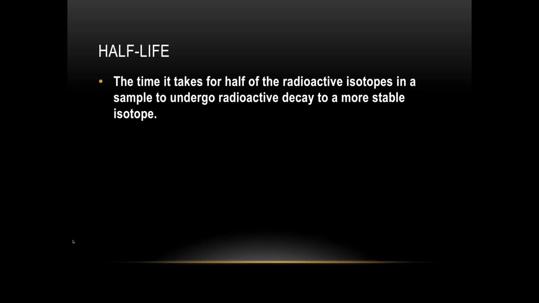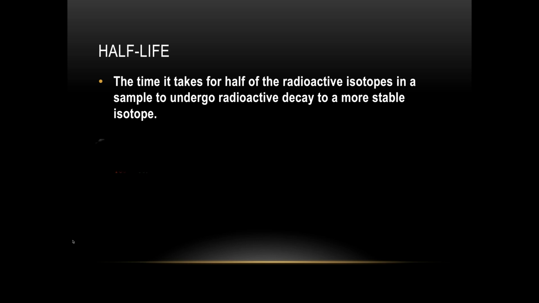The half life is the time it takes for half the radioactive isotope in a sample to undergo radioactive decay to a more stable isotope. So understand that when a radioactive isotope decays, it doesn't disappear. Remember last time? It turns into a daughter nuclide. And the half life is how long it takes for half of the nuclei to do this.